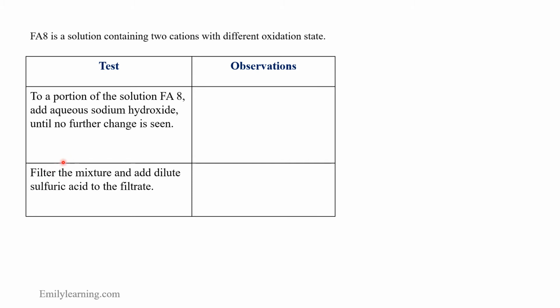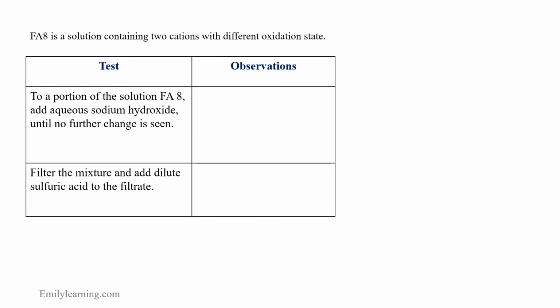Then after that, you are supposed to filter the mixture and add dilute sulfuric acid. When you filter the mixture, you are going to get the solution containing the cation that has dissolved in excess sodium hydroxide. And you're going to add acid. What does the acid do? The acid basically reacts with the excess sodium hydroxide, so it removes sodium hydroxide. So you will be able to see the precipitate that had dissolved in excess sodium hydroxide.